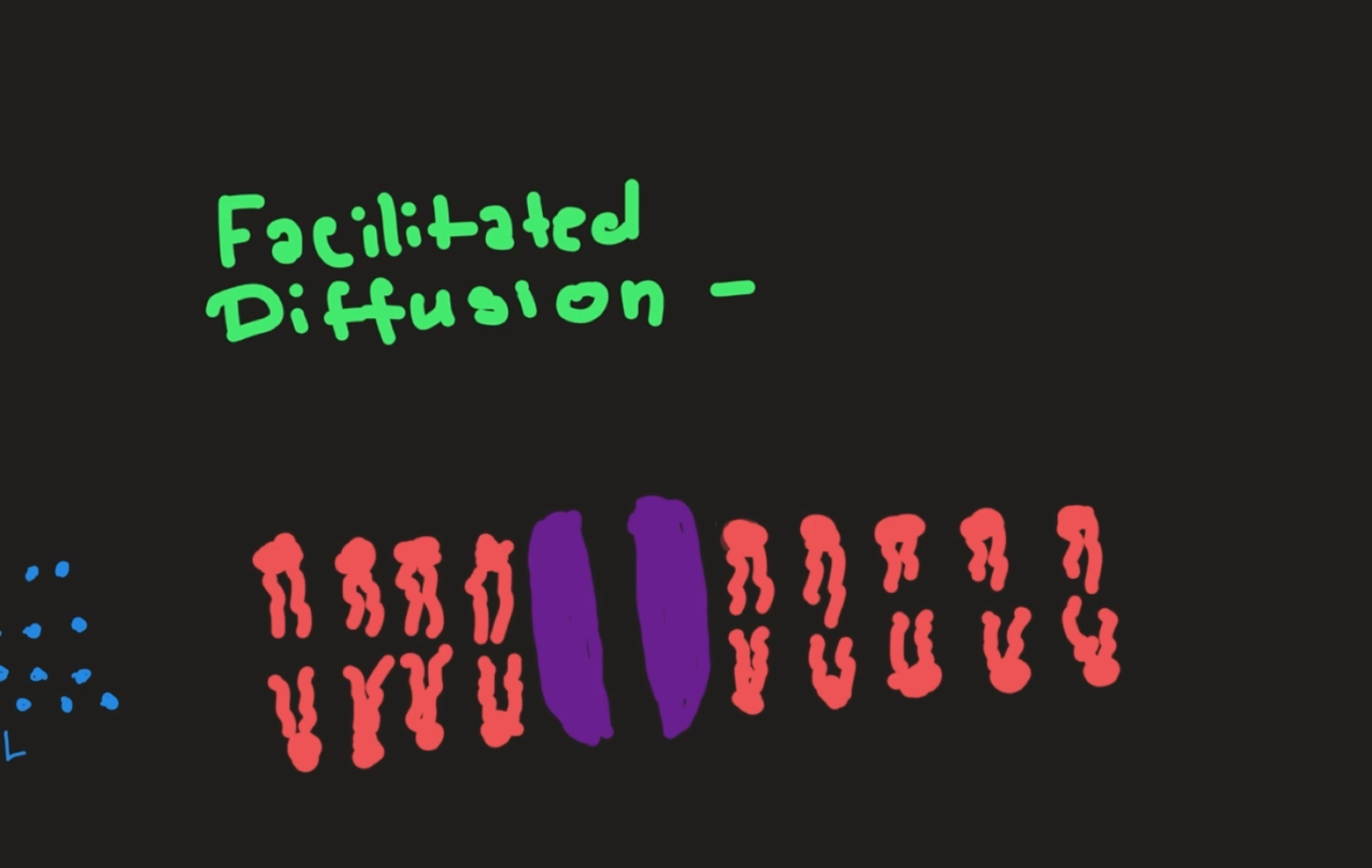Next, I have facilitated diffusion here. Facilitated diffusion still falls under the passive transport umbrella, which basically means that still no ATP is required. What is required, however, is the integral protein, which is right here. And basically this integral protein helps the particles move down and into the cell membrane. Right here we have little phospholipids. And usually a chemical or electrical stimulus is needed in order for the channel to open and close.